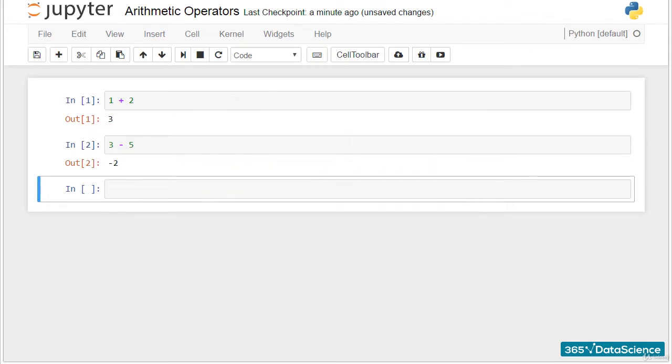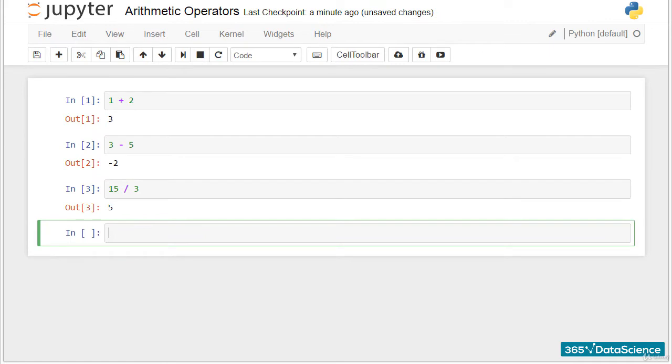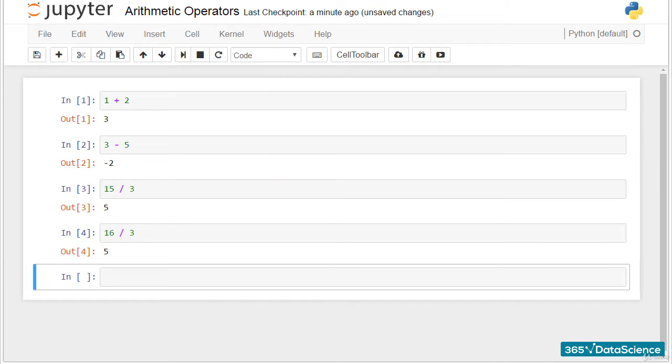Division is more interesting. If we want to divide 15 by 3, we will need to use the / sign. What will happen if we try to divide 16 by 3? 5 again. Yes, the output was 5 because in Python 2, the quotient is an integer by default.